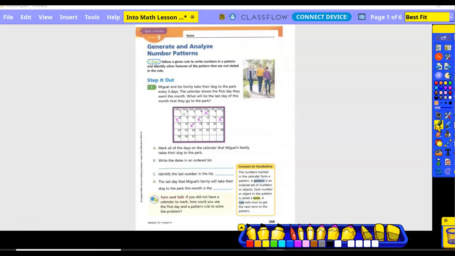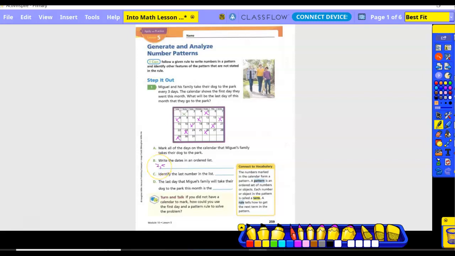17, 20. Okay, so mark off all the days. And we just did that, right? Okay, so write the dates in order as listed. So what would we put?